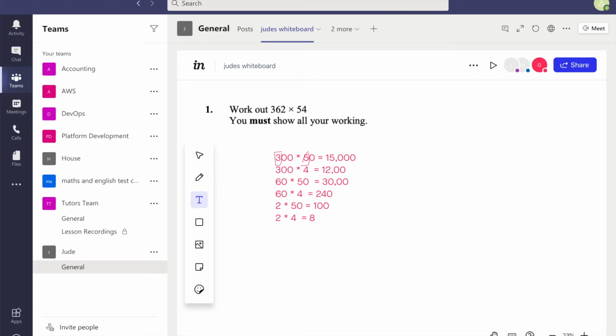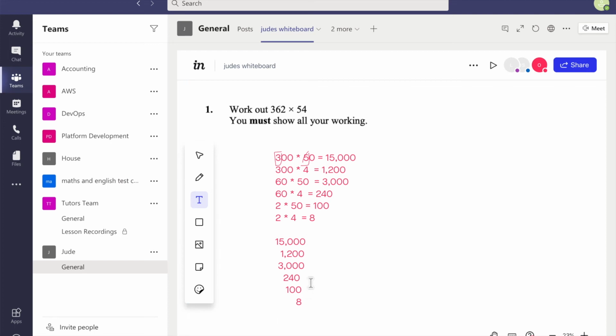Okay, so now we have all the numbers we need to work out this equation. It's just about adding them all up now, and we'll have the answer. So first of all, we've got the 15,000, we've got a 1,200, we have a 3,000, we have a 240, we have a 100, and we have an 8. Okay, so how are we going to do this? We're going to start with the big ones and work our way down.